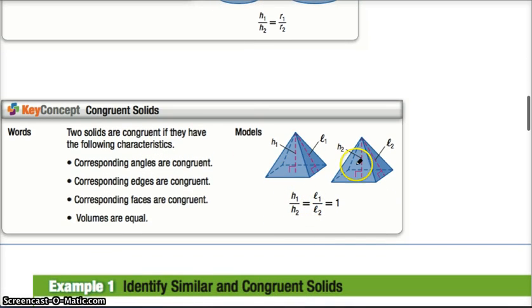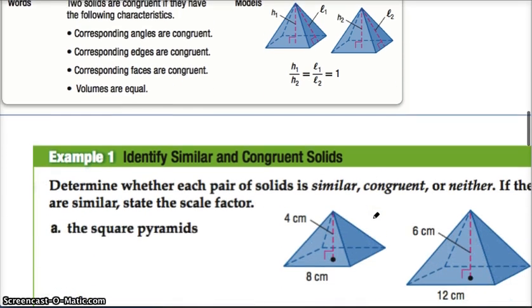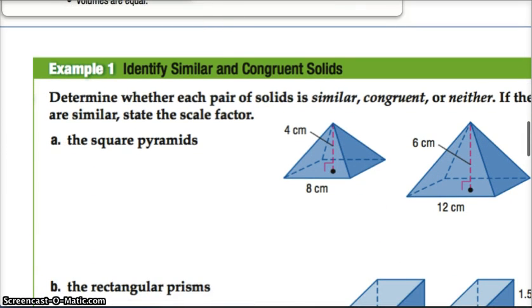When we talk about congruent solids, you can look at them the same way. You can say there's a relationship between the height of one and the height of the other, and the slant height of one and the slant height of the other, but that ratio has to be 1 to 1. Basically, it has to be the same exact size, which I think you understand. Let's go ahead and see if we can identify them in the next example.